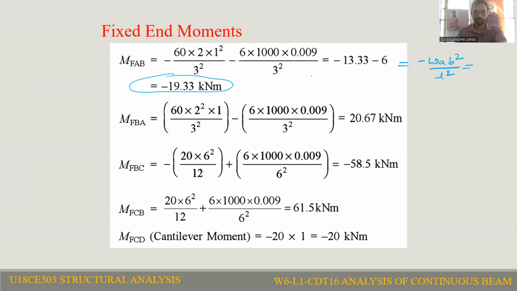We substitute W equal to 60, A equal to 2, and B equal to 1 meter. L value is 3 meters. We substitute it, and you're going to get MFAB equal to minus 19.33 kN meter.